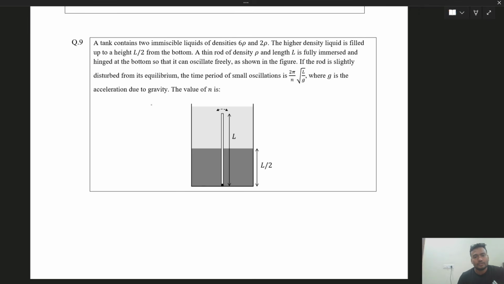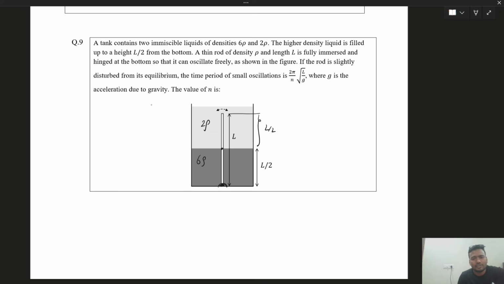Now, question number 9. So you have a tank. It is filled with two immiscible types of liquid. As per the question, the high density liquid is filled up to height L by 2 from the bottom. So this one is 6 rho, and this will be 2 rho. And the complete height of the rod is L. So basically up to here it is L by 2. So I can say this point is exactly at the middle.